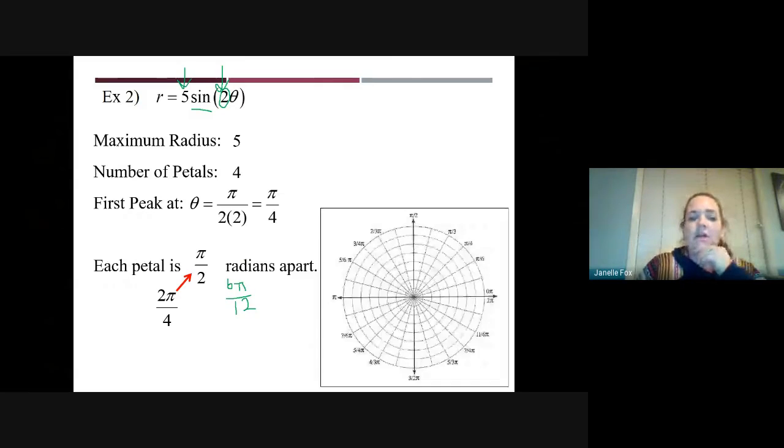Let's graph this. So at the pi over 4, at this pi over 4 right here, that's going to be our first peak. It definitely goes to the origin. I'm going to count out 1, 2, 3, 4, 5, put a dot. And then I'm going to count 6 spikes: 1, 2, 3, 4, 5, 6. We're going to put another dot, count 6 again, put a dot, count 6 again, put a dot.